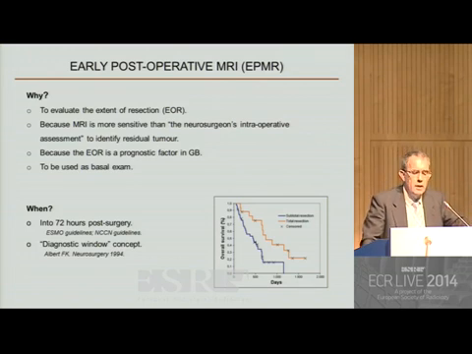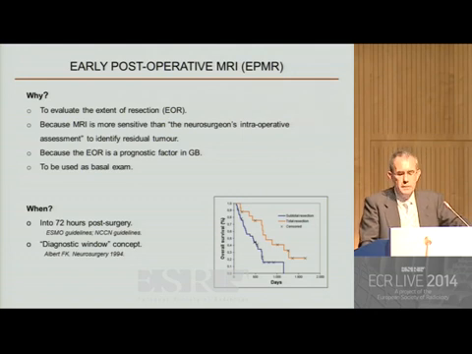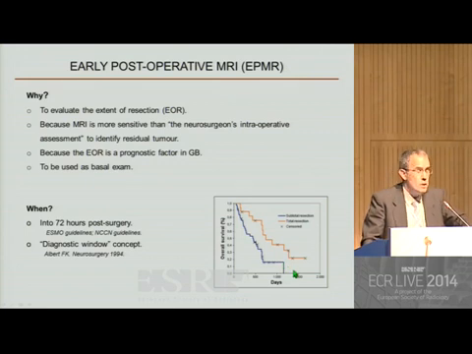And we know that the extent of resection is a prognostic factor in glioblastomas. In the graphic below, you can see the survival curve of patients with total resection in orange and patients with subtotal resection in blue. And additionally, this exam will be used as a baseline exam to evaluate the response to further treatments. When does this early postoperative exam have to be done? This early postoperative exam has to be done within 72 hours post-surgery.